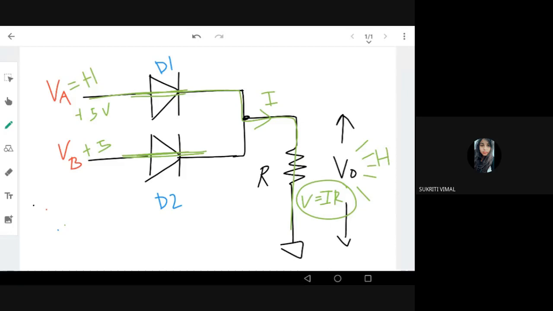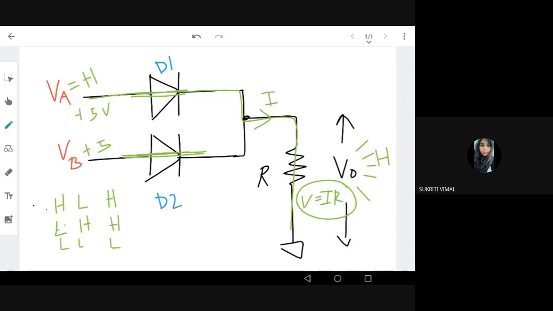Okay, with true value in the output. That means if VA is high, VB is low, the output is high, right? If VA is low, VB is high, the output is still high. If both are low, the output is low, right?